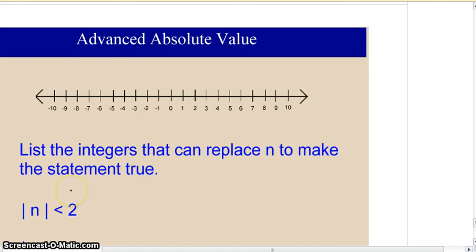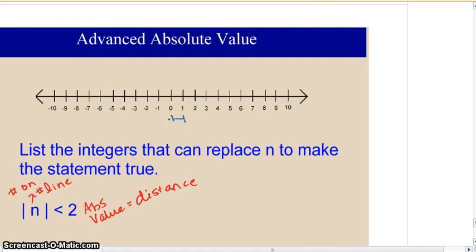So let's think about this for a second. We know that this is going to be the number of numbers on the number line. We know that 2 is the absolute value or distance. We're looking for all distances on our number line that are going to be less than 2. So think about that for a second. 2 would not be included because that distance is 2, which is not less than 2. But what do you think would be included?